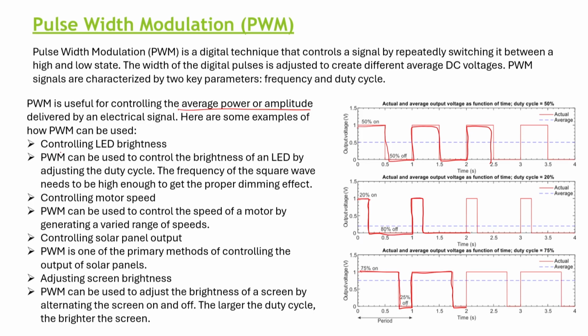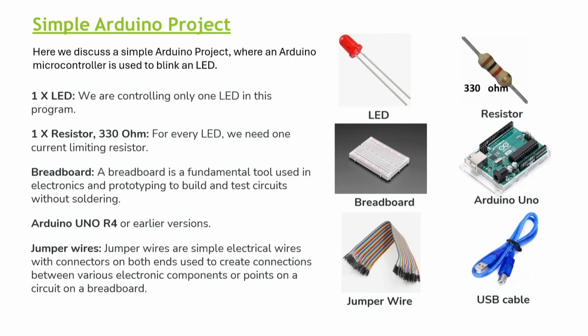For example, you are controlling the LED brightness. PWM can be used to control the brightness of the light by adjusting the duty cycle, that is, for how much percent of time it is on and how much percent of time it will be off. Similarly, you can use it for controlling the motor speed also. And there are other applications like solar panel output and adjusting the screen brightness. Many such applications are there for PWM.